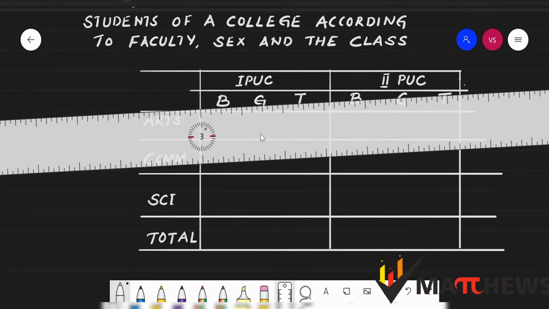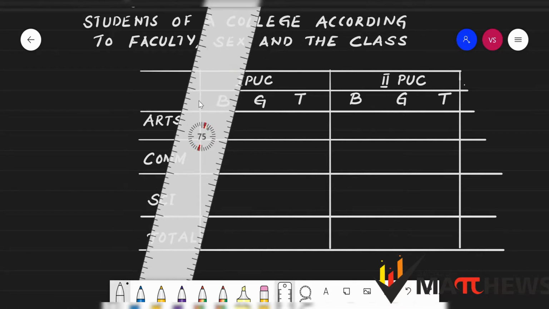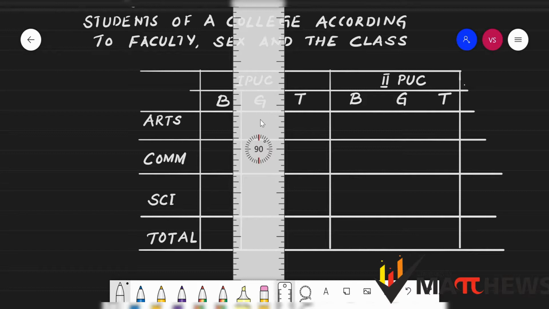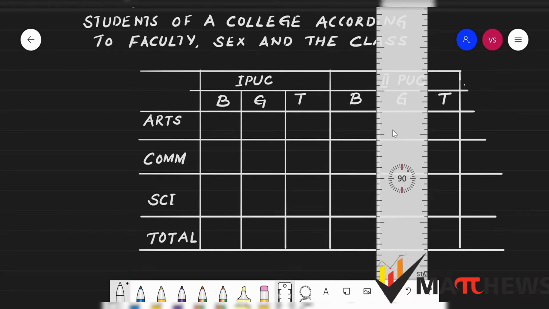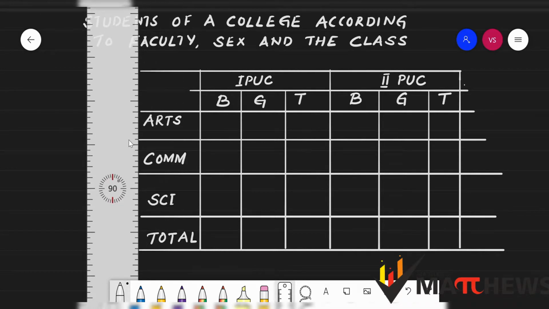Now again coming back to the columns, students. Coming back to the columns, you see, which should start with the first. Okay, boys, girls, next again for the next second PUC, boys, next is girls. Is that clear? Right? See now, is it all proper? This is how the table will be. I hope you have understood this. Okay, see now, is that clear?